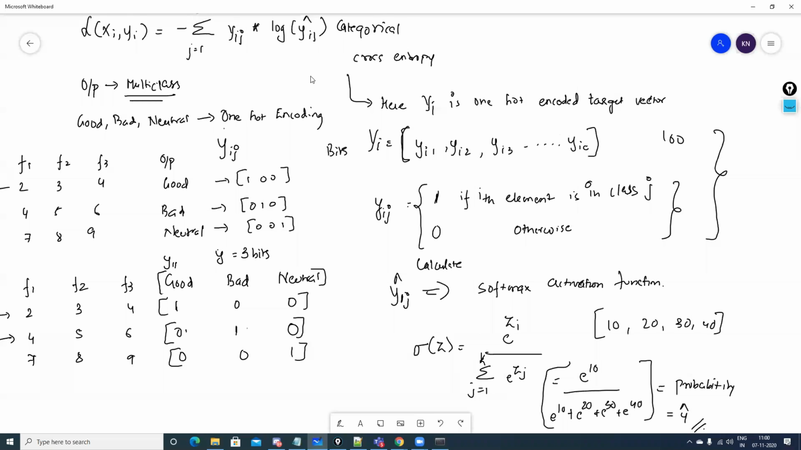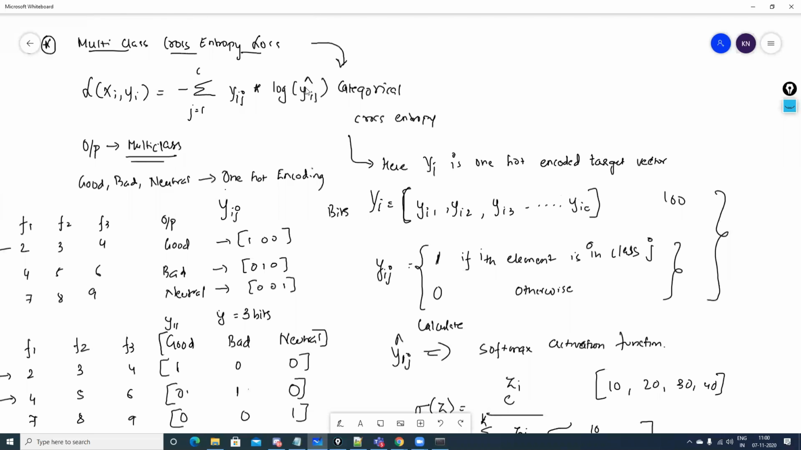In this equation, I have to compute this, and this is only computed in the output layer. In the output layer, we are computing yij hat, because I may have any number of hidden layers like this. Finally, my output will be here. Here I'll be computing my yij hat, and then I'll be deriving my loss function.